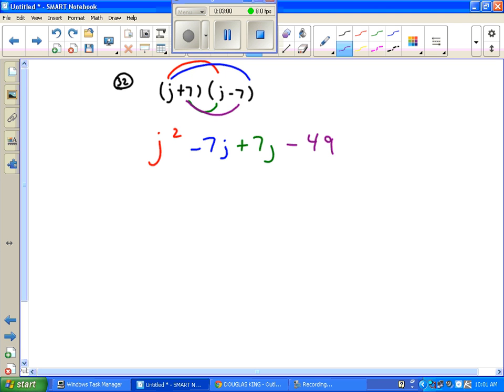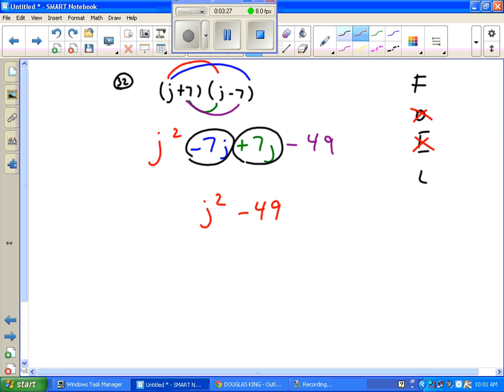Notice with this, though, you multiplied conjugates by each other. One was plus and one was minus. Otherwise, everything else was the same. Anytime you multiply conjugates, notice negative 7j and positive 7j cancel each other out. So instead of doing FOIL, you can eliminate the O and the I, but that's only when you're doing conjugates, and multiply the first terms and the last terms. You're left with j squared minus 49.